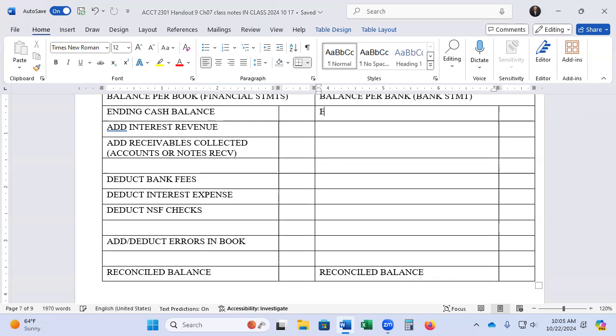Okay. So now we have the ending cash balance that we start with. And we would add deposits in transit. And we would deduct outstanding checks. And then, depending on the error, we would add or deduct errors by bank.